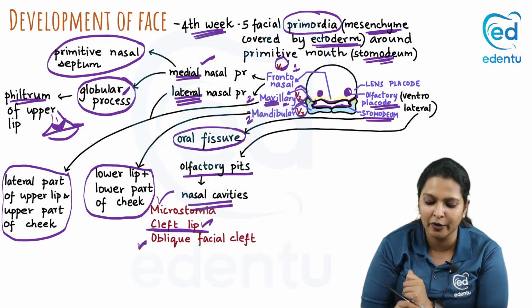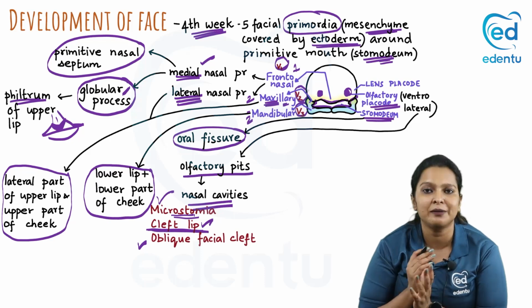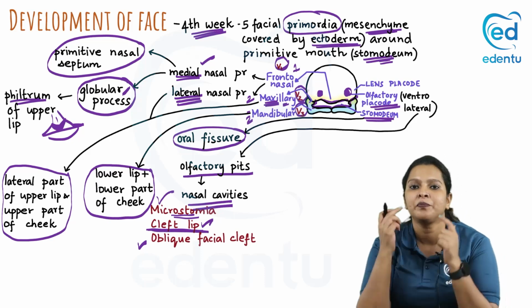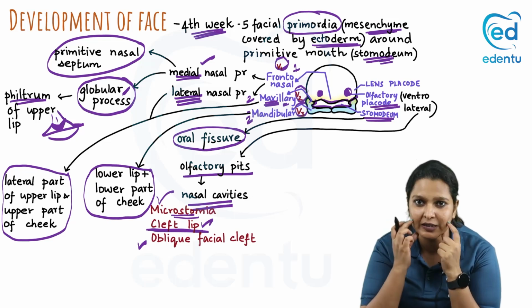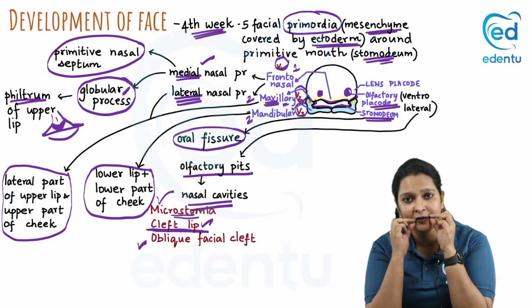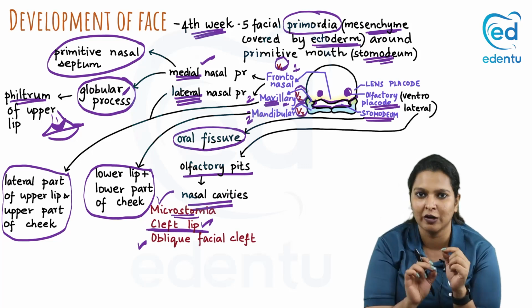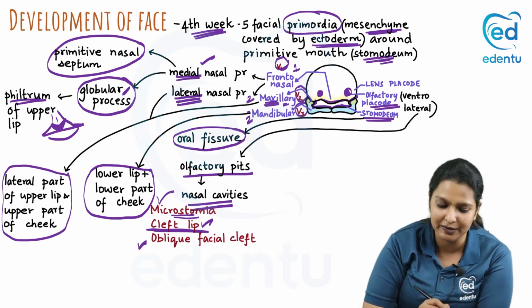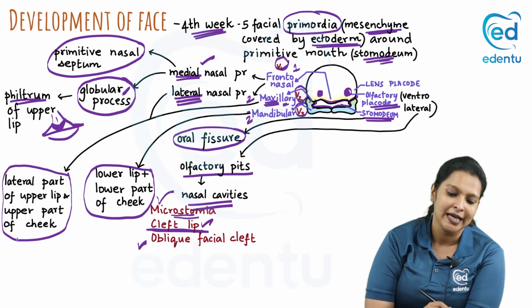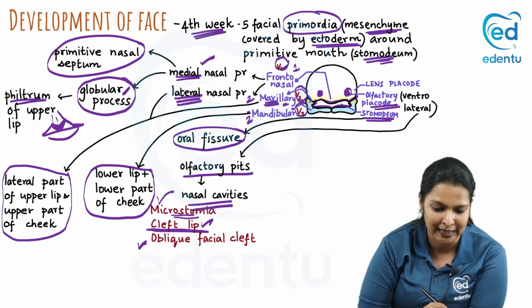We already saw about oblique facial cleft. The other terminology, clinical anatomy, is called microstomia. This region is formed by the maxillary process, and this is from the mandibular process. If there is too much fusion, then the oral fissure is small. Okay, that is called microstomia. So this is about the development of the face. In the next half of the video, we will see about the development of the palate.